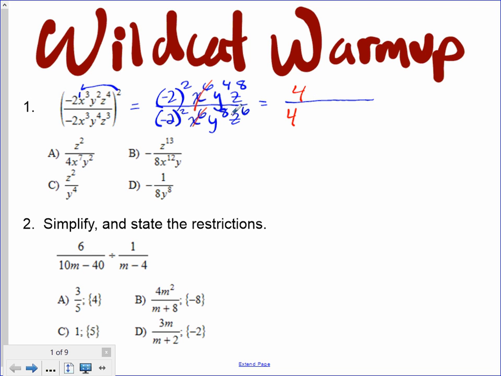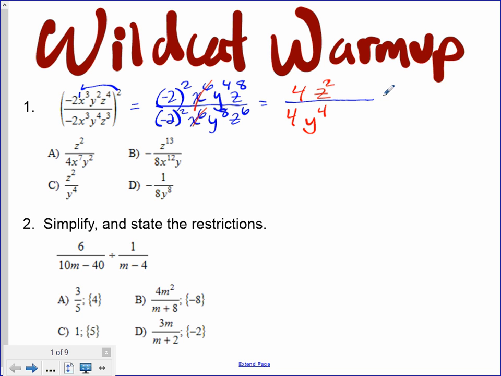Y to the 4th. Okay, where does it go? Bottom. Why does it go in the denominator? The one at the bottom. Yep. All right. And how about the z's? Z goes at the top now. It goes at the top with what exponent? Z to the second. Why does it go at the top? Because it's higher in the top.